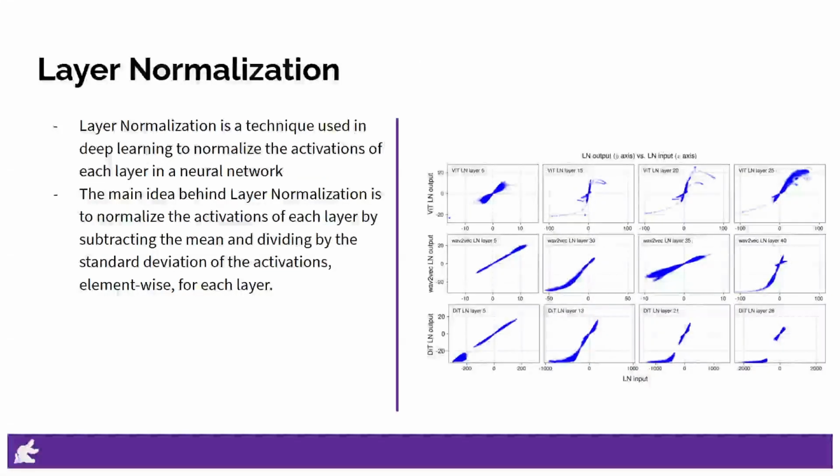Layer normalization is a technique used in deep learning to normalize the activations of each layer in a neural network. The main idea is to normalize the activations of each layer by subtracting the mean and dividing by the standard deviation of the activations, element-wise, for each layer. This is in contrast to batch normalization, which normalizes the activations by subtracting the mean and dividing by the standard deviation for each mini-batch. Layer normalization is a common technique used in transformer models, particularly in the encoder and decoder layers.